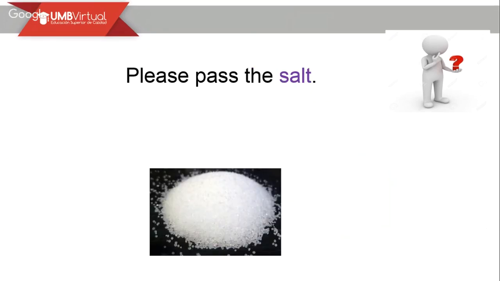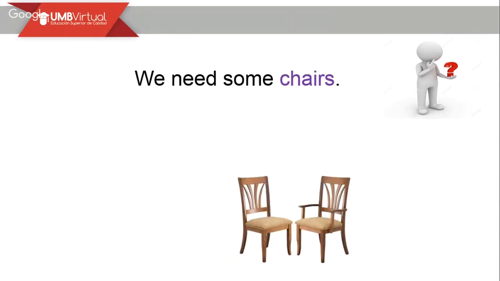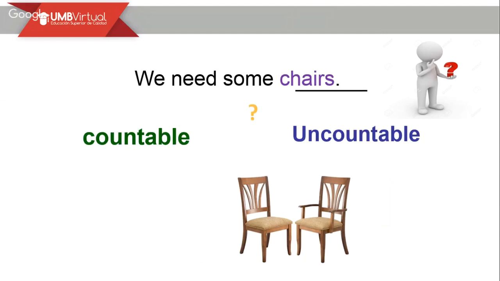Number two, please pass the salt. Contable, incontable. What do you think? Okay, right here we have uncountable noun. Wow. So why? Because in this part we cannot say salts. No. Maybe in Spanish we can say that, but in English it is not correct. Okay? It's so similar to rice. The third example, we need some chairs. We can count chairs? Yes, of course. So we can do it. Como podemos contarlo y es plural, vamos a decir que es contable.